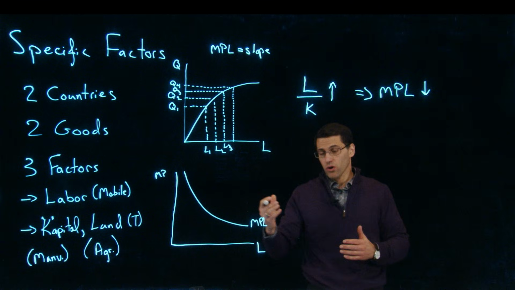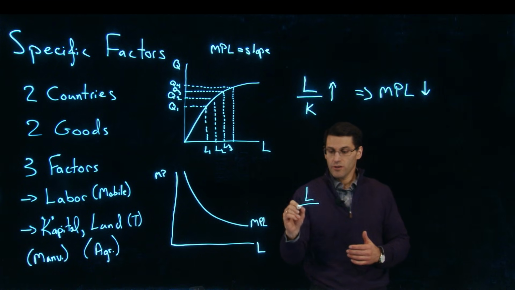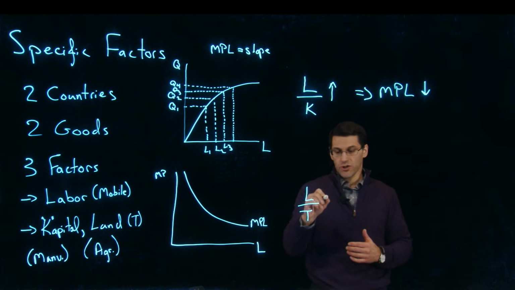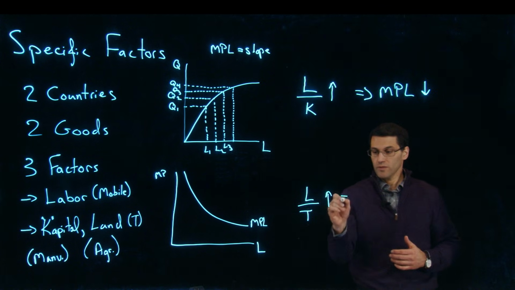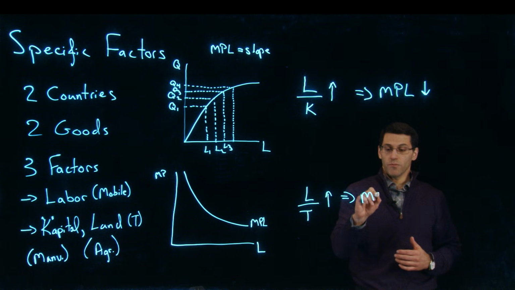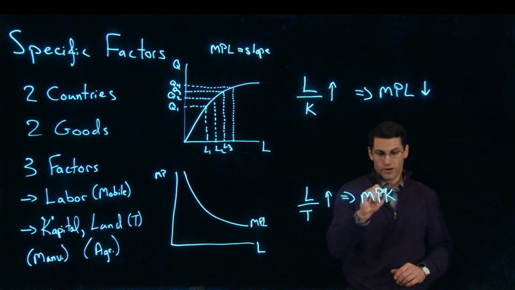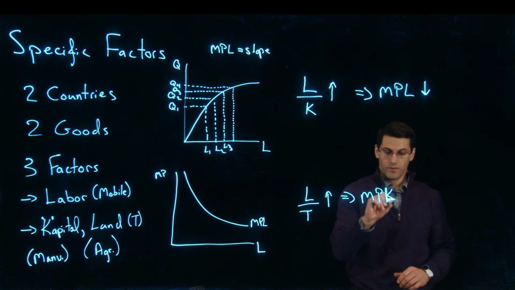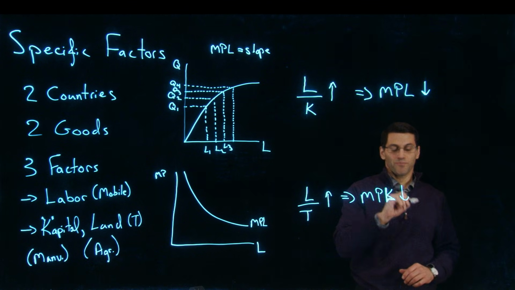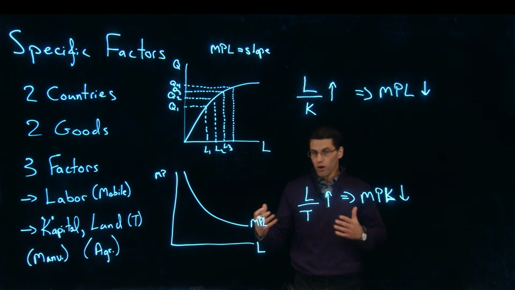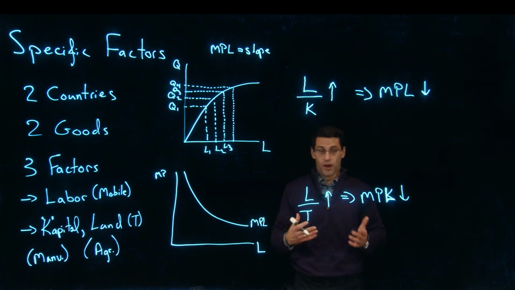If I put more workers into the agricultural sector, the labor to land, or labor to terrain, ratio would increase, which would make the marginal product of labor also decrease. Now, so far we've been focusing on labor, but later on we're also going to be concerned with the productivity of the other 2 factors as well.